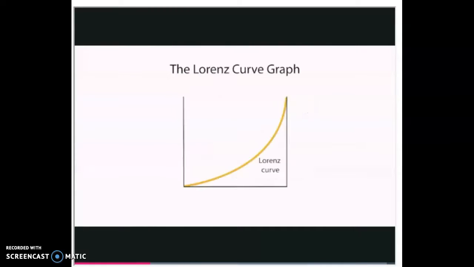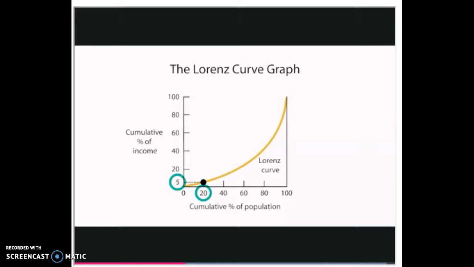The horizontal axis of the Lorenz curve graph measures the cumulative percentage of the population starting with the poorest and ending with the richest. So 20% indicates the poorest 20% of the population, 40% indicates the poorest 40% of the population, and so on. The vertical axis measures the cumulative percentage of income. So this point indicates that the poorest 20% of the population receives 5% of the income. And this point indicates that the poorest 60% of the population receives 25% of the income.